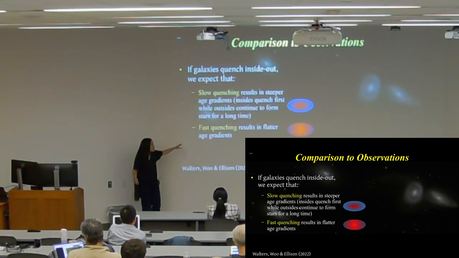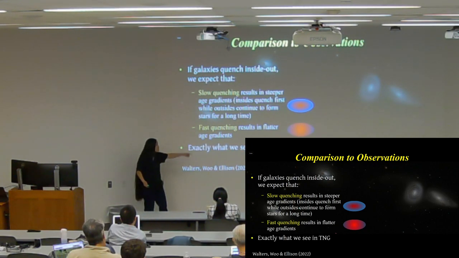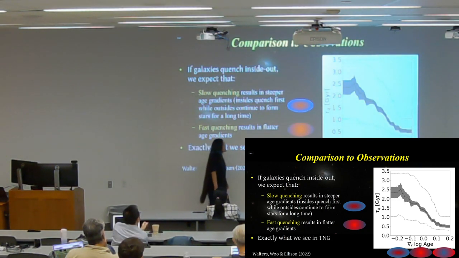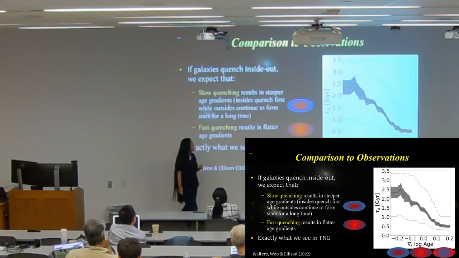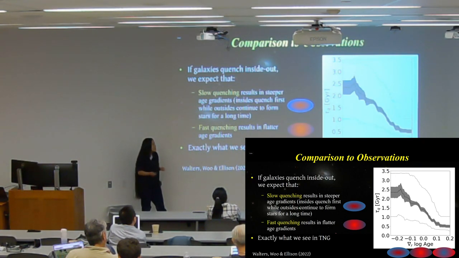So first of all, we wanted to confirm this is exactly what we see in TNG. So this is the quenching timescale on the y-axis and the age gradient on the x-axis. And you can see that if you quench quickly, you tend to have flatter age gradients, lower gradients. And if you're quenching slowly, then you tend to have steeper age gradients. So we can compare it. We can do age gradients in MaNGA.